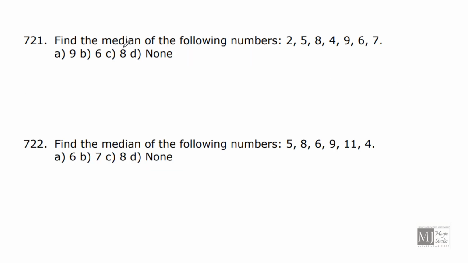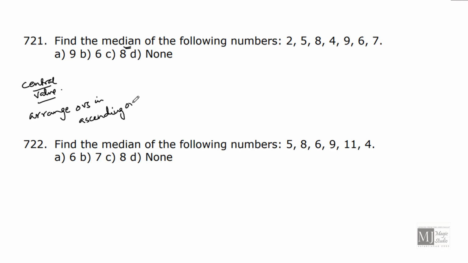Find the median of the following numbers. Okay. Whenever we need to find the median, what do we mean by median? Median means the central value, the one at the center of the distribution. So first of all, we need to arrange the observations in ascending order. Then we can easily find the central value.